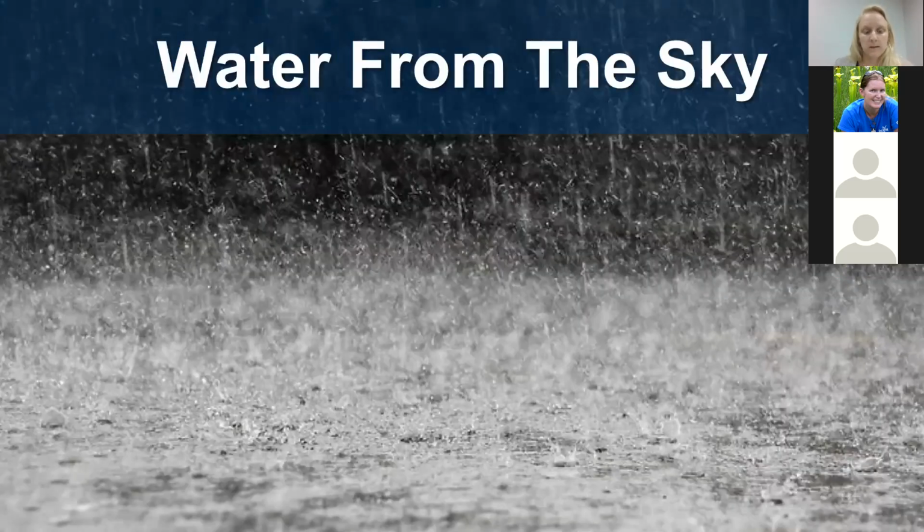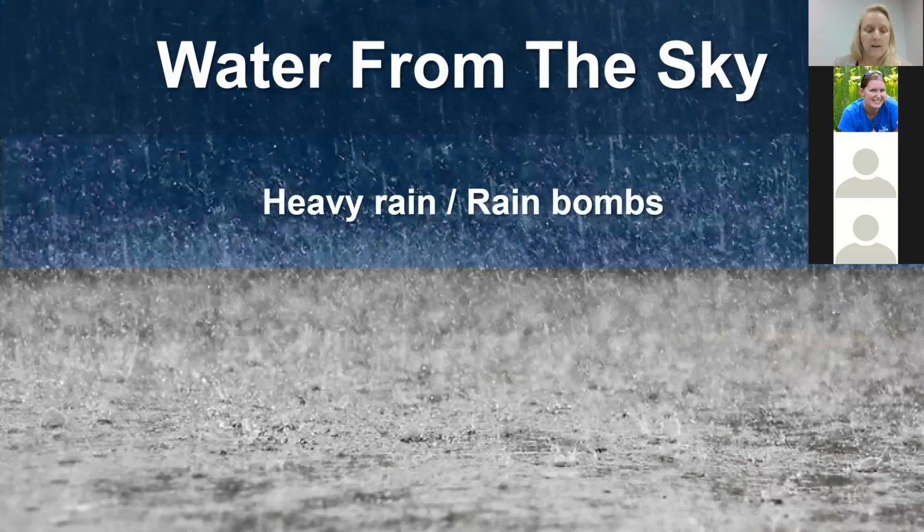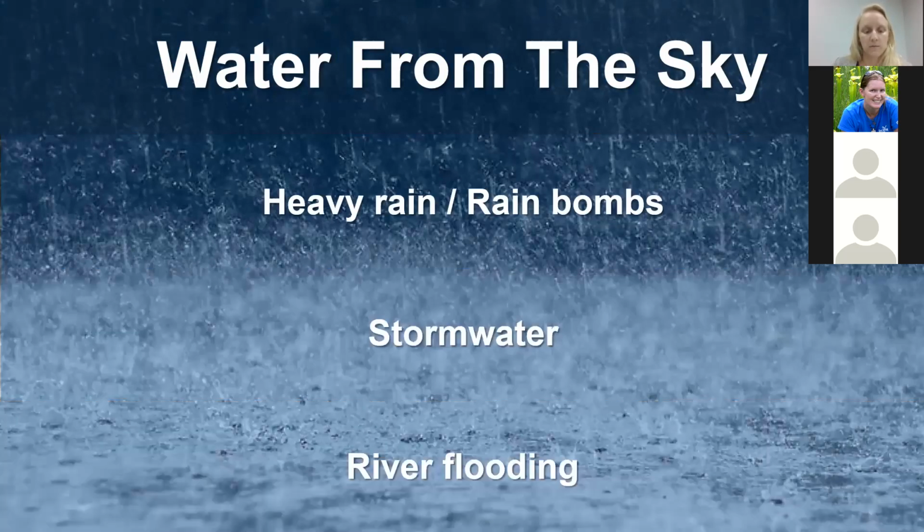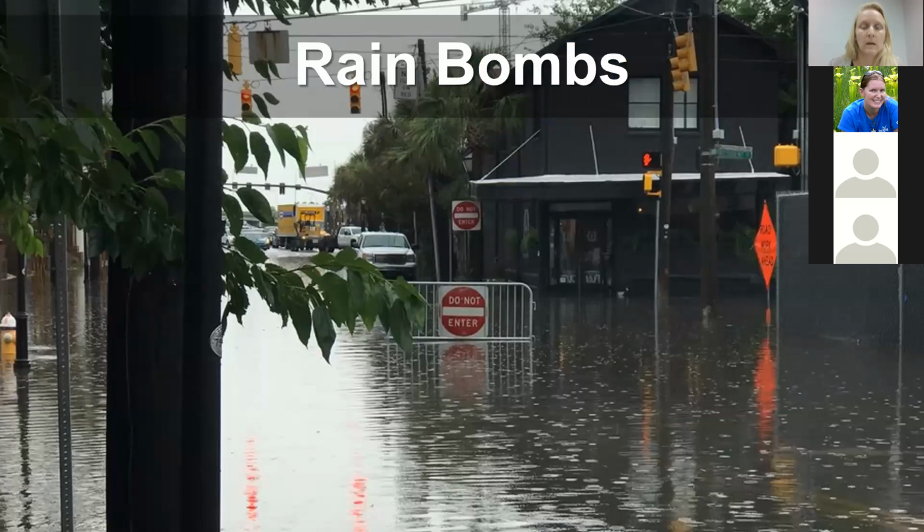So switching from the ocean to the sky, I want to review the water associated with our heavy rain events and how that can impact our stormwater and our river flooding. I imagine many of us have heard this term rain bomb before. It's not a technical term, but it has been popularized by social media to describe individual thunderstorms that produce a narrow area of heavy precipitation. These events happen very quickly. They can be hard to predict and make conditions extremely dangerous to drive through.